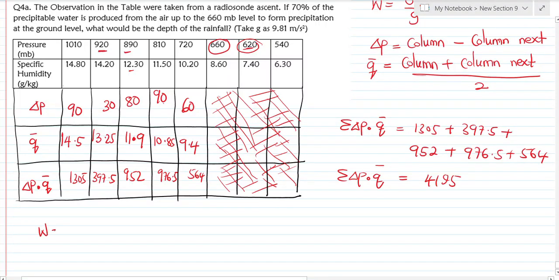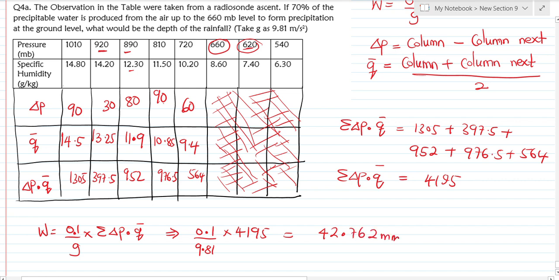With the sum gotten, I can now find my precipitable water. The equation for finding the precipitable water, just as I indicated, is given by this. So 0.1 over g, which is 9.81, times the sum, which is 4195. And this is going to give us 42.762 millimeters.